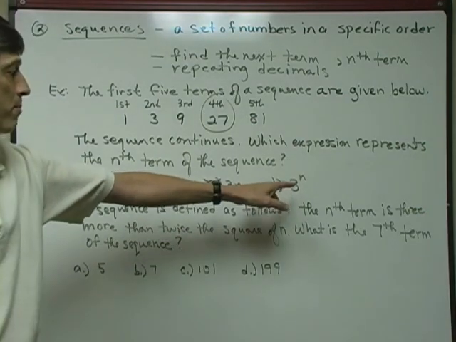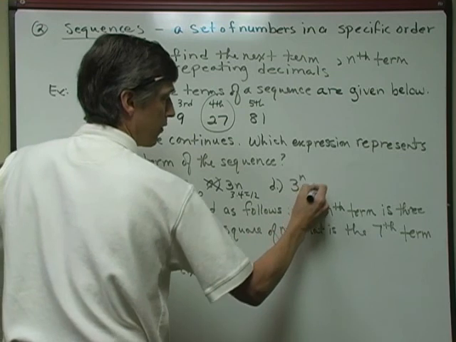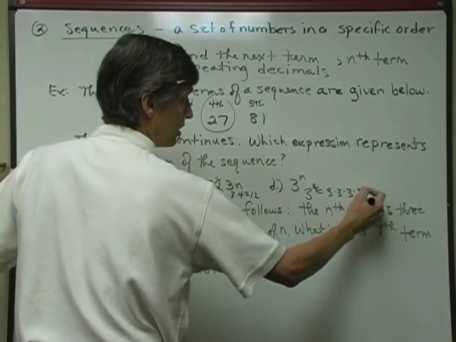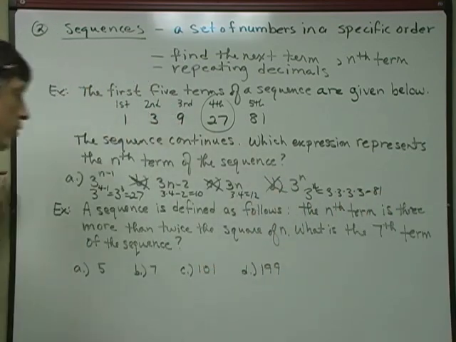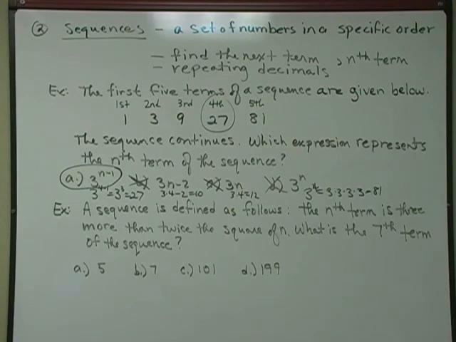The only other one I thought maybe might be this one. So if I plug a 4 in here, I would get 3 to the 4th, which is 3 times 3 times 3 times 3, which is 81. So that one doesn't work either. So my first choice was the correct one. It's answer A, 3 to the n minus 1.